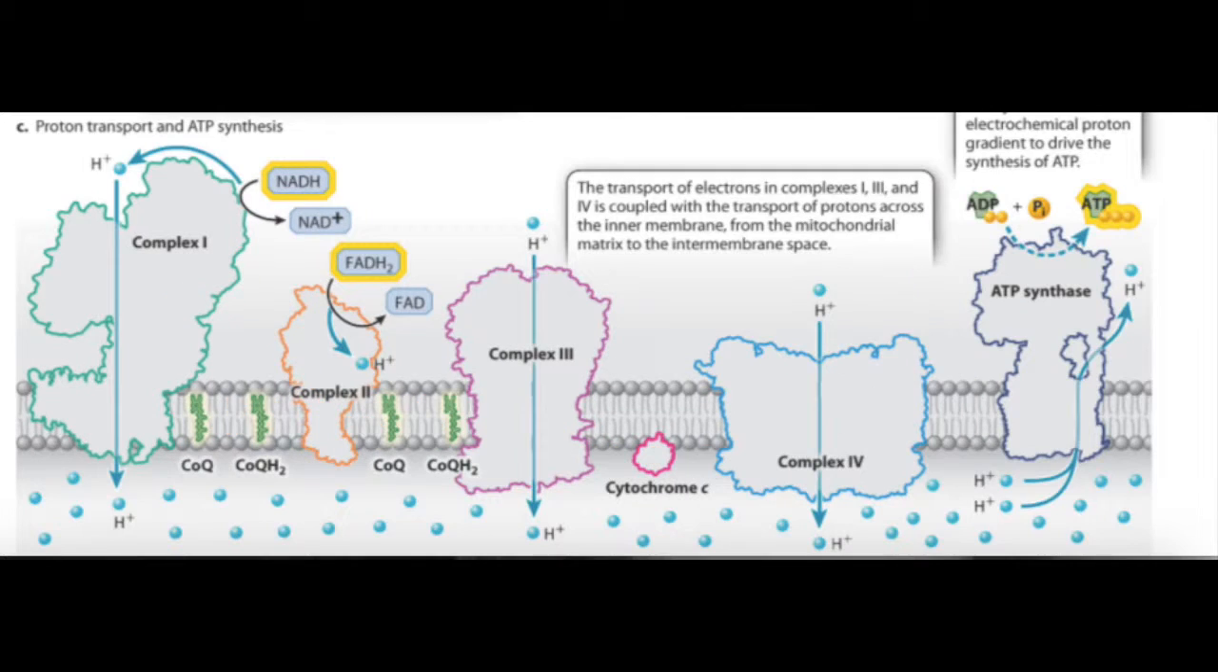This picture explains proton transport and ATP synthesis. This picture shows that protons are going from a high concentration to a low concentration. Also, it shows that after the protons are in a low concentration, they go to ATP synthase. ATP synthase uses the electrochemical proton gradient to drive the synthesis of ATP.